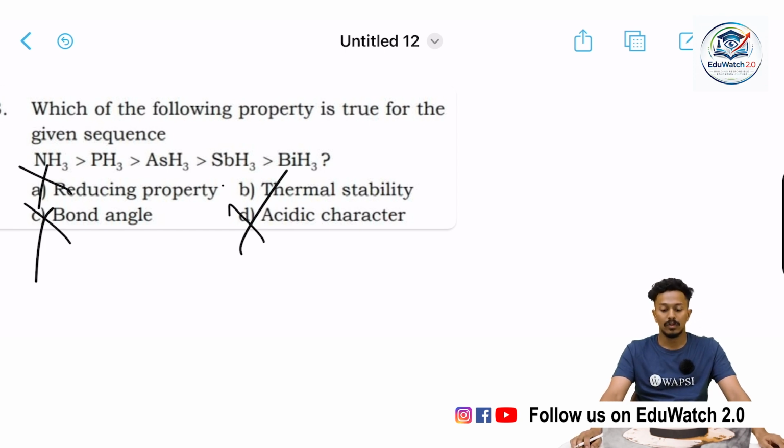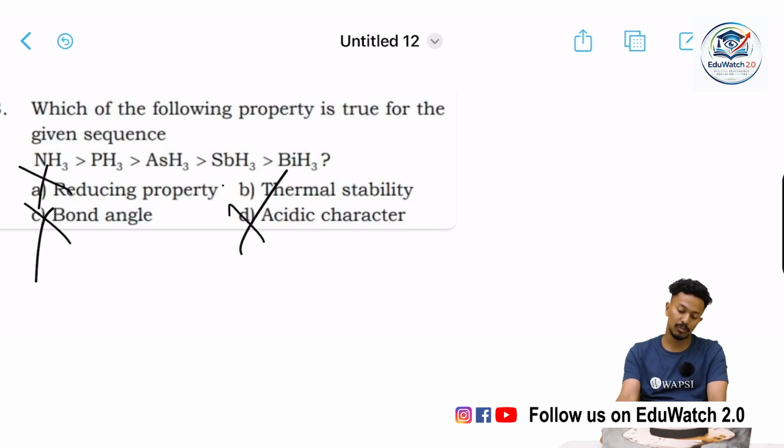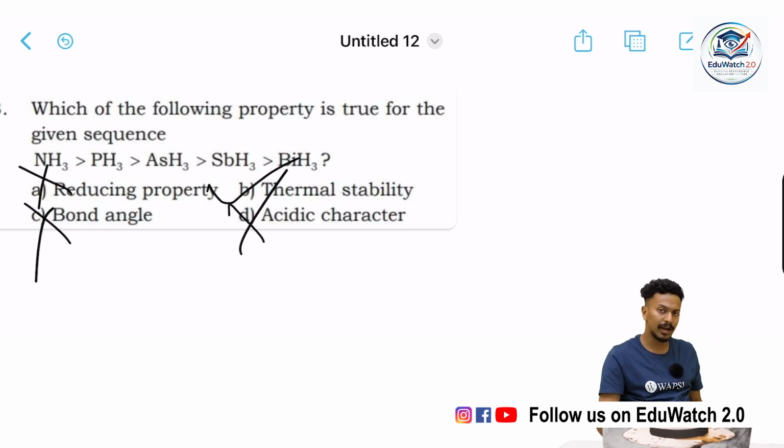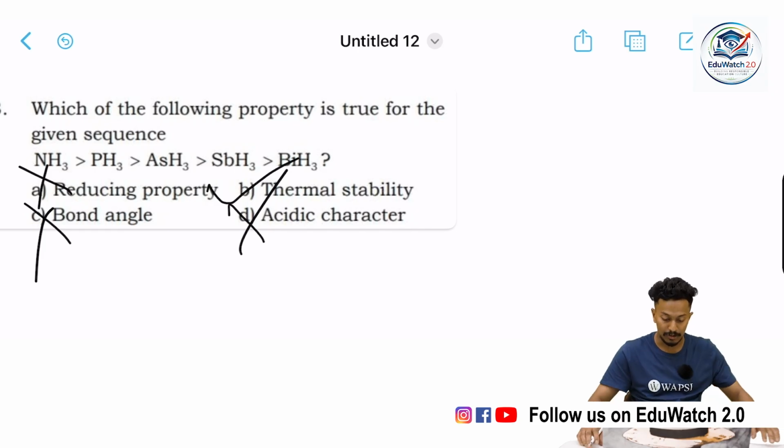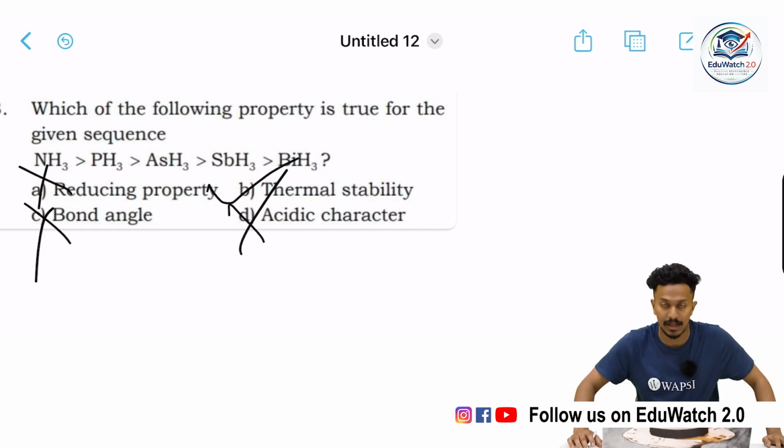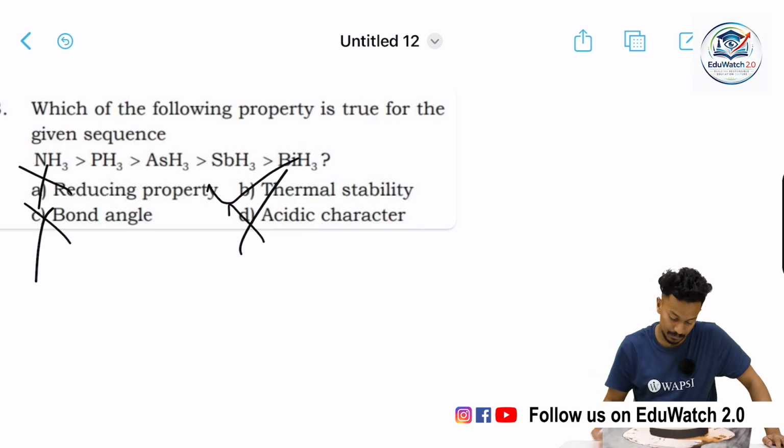So the correct option would be thermal stability. The thermal stability of the elements in the periodic table decreases down the group. So the correct option would be B, which has nitrogen with the highest thermal stability. Moving on with phosphorus trihydride, arsenic trihydride, antimony trihydride, and bismuth trihydride. The correct option for the 43rd question would be option number B.